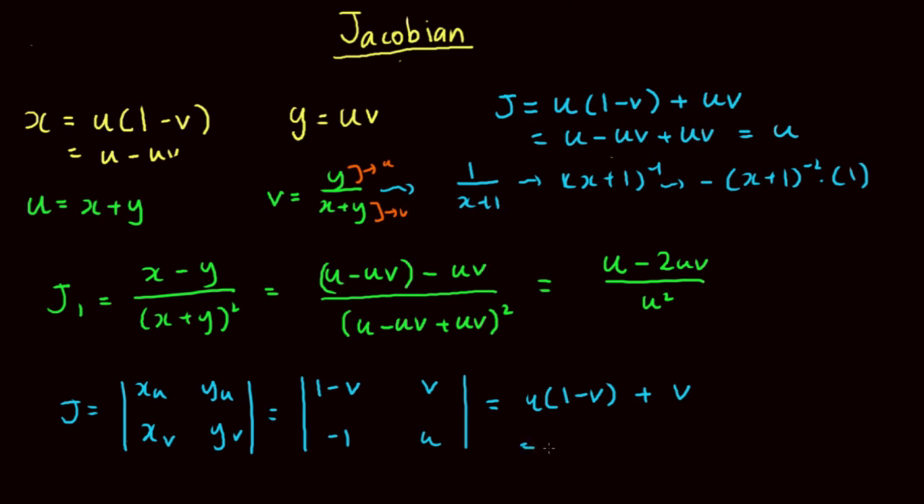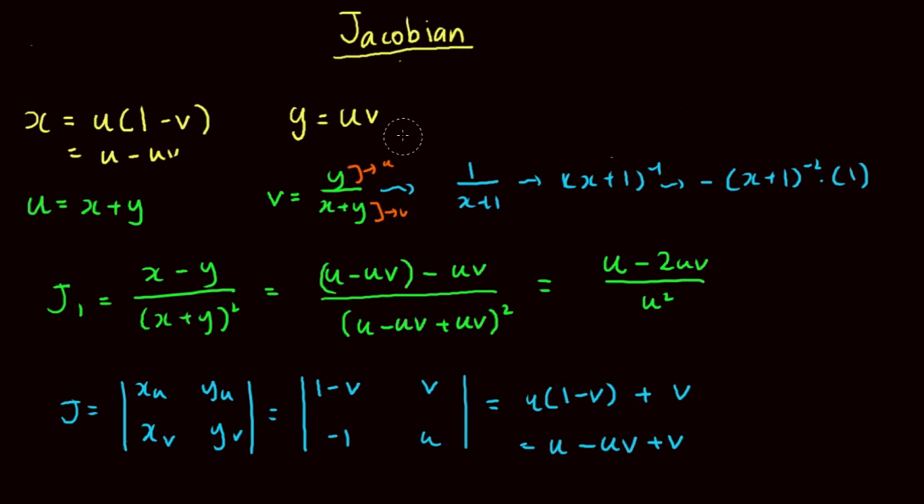So it'd be just u minus uv plus v. Okay, so it's a bit different. Our answer previously wasn't right. Let's try with this one. So this is our Jacobian, which is simply u plus v minus uv.